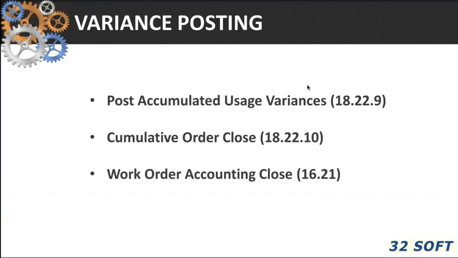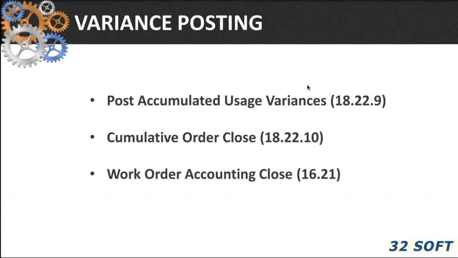Variances for cumulative work orders, unlike standard work orders, are accumulated when repetitive transactions are recorded for a cumulative order, assuming the standard costing method is used. And they are posted when you run one of the following functions. Variances are posted if you run post accumulated usage variance, I believe it's 18.22.9 mainly in QED. This function creates GL entries for variances accumulated since the last time it was run.